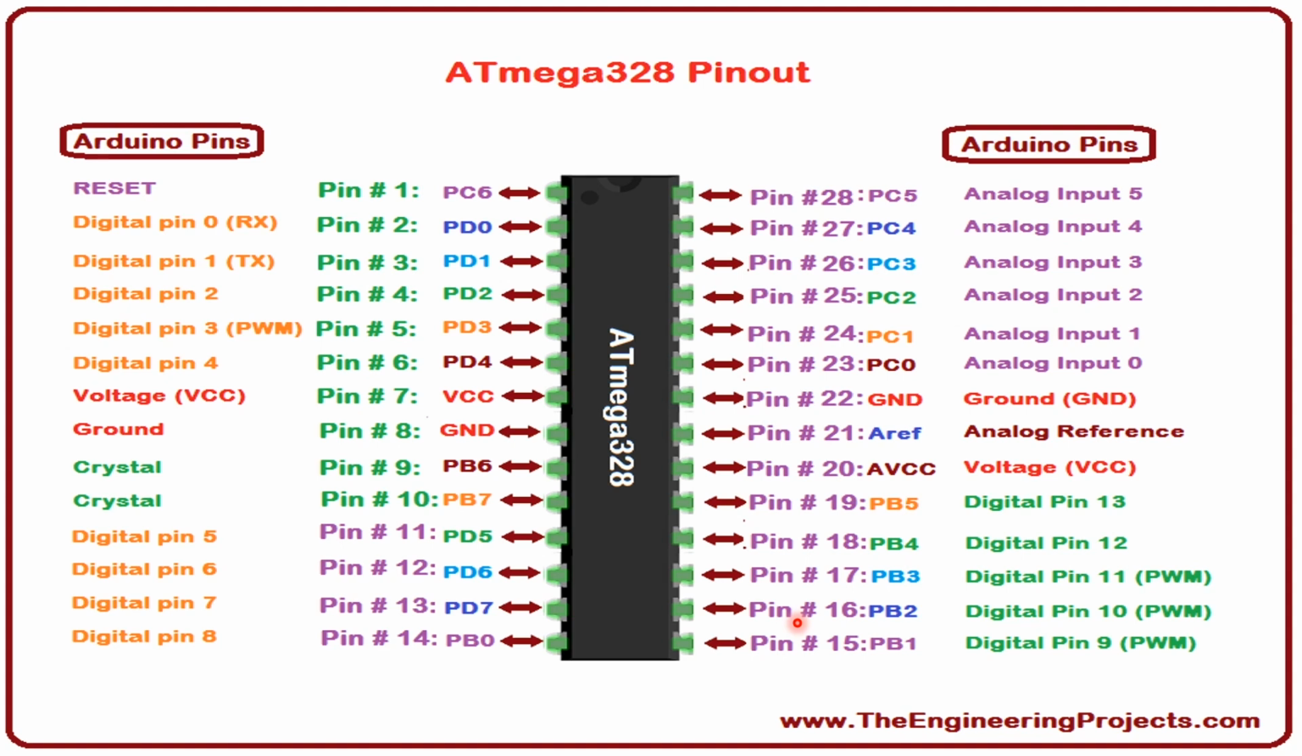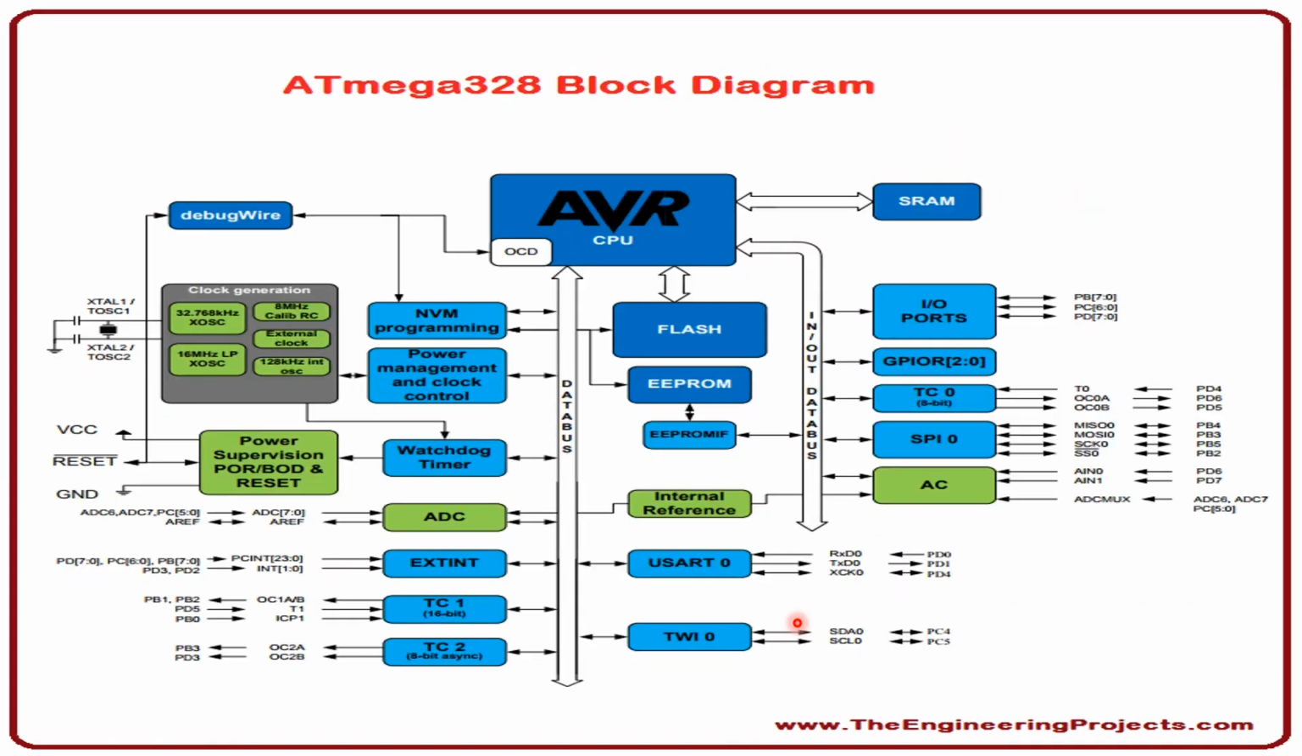If you're using the Arduino board, you don't have to deal with the ports and registers because Arduino does all the job for you. The Arduino IDE converts everything you type in simple C language into machine language. Over here we have the block diagram of the Atmega 328P.